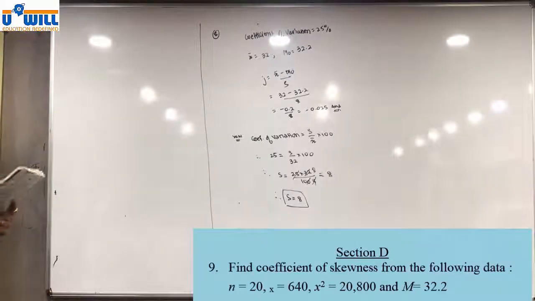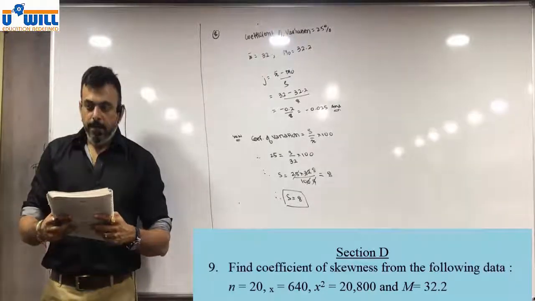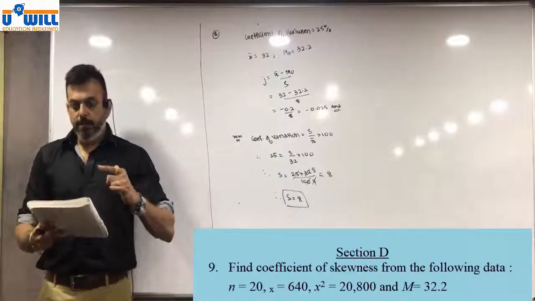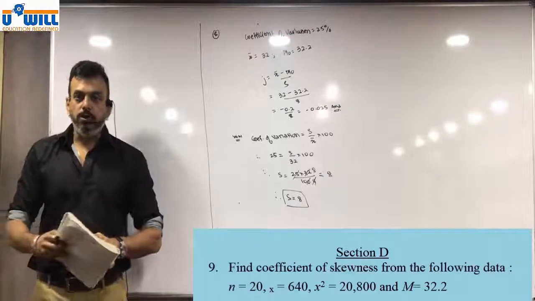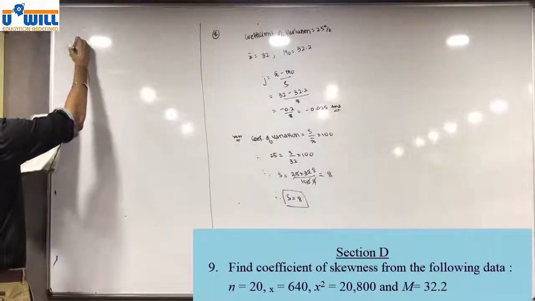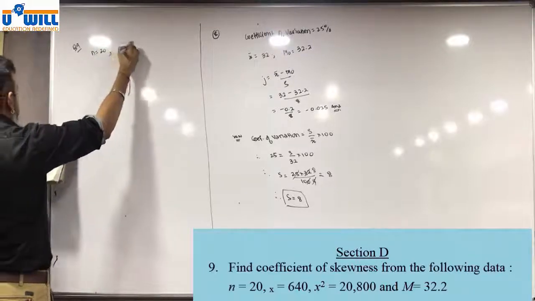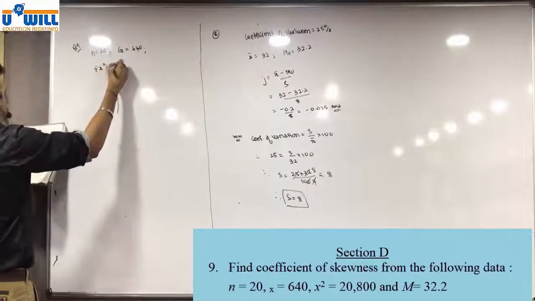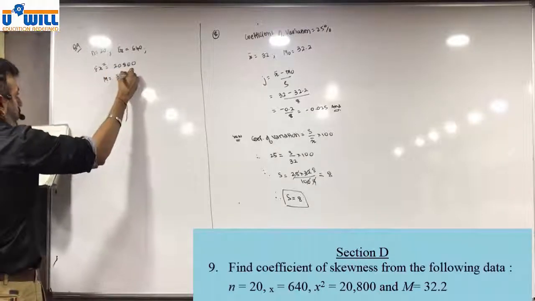Now, question number 9. Find coefficient of skewness from the following data. N is equal to 20, sigma x is equal to 640, sigma x square is equal to 20,800 and median is equal to 32.2. First, let's write the information.